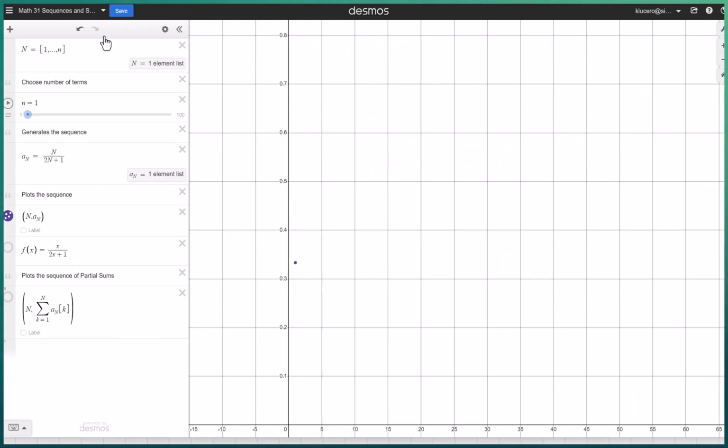Okay, so here is my Desmos, my coding. I put in the sequence that we're looking at, and I even wrote in the function that we are likening it to. We're saying this sequence is connected to this function because f of x equals x over 2x plus 1, if I plug in n, would give me the terms in the sequence.